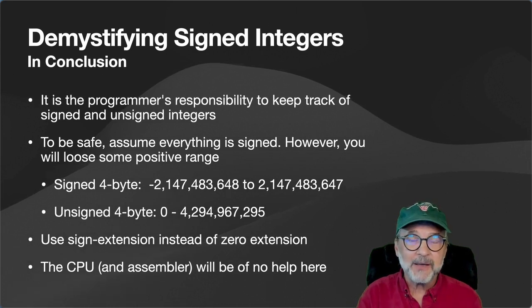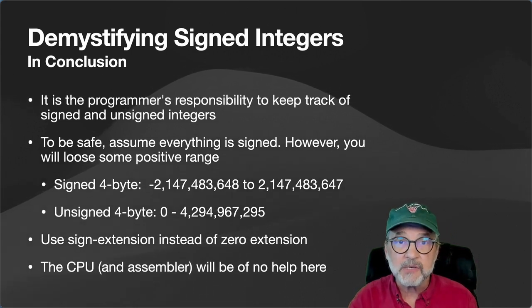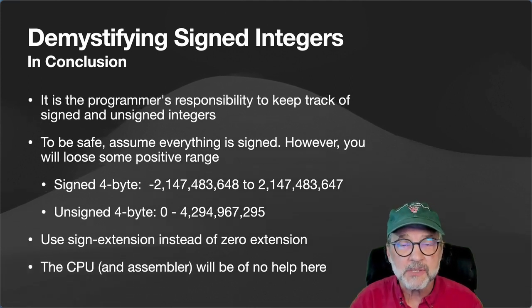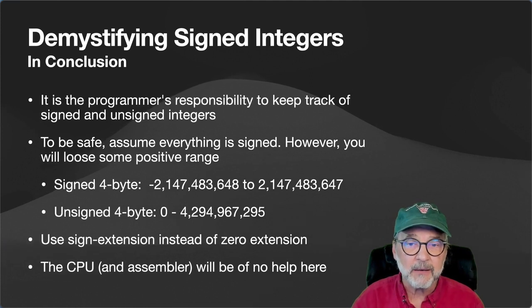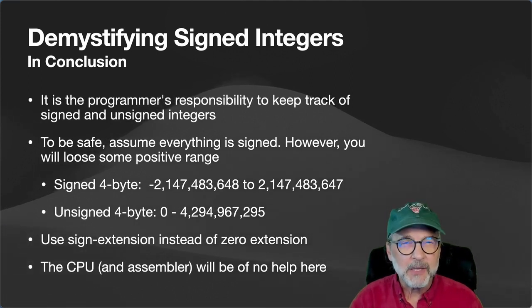So if you decide to make everything signed, if you're not going to be dealing with those huge numbers or very, very tiny numbers, that might be a way to do it, is just to make absolutely sure you assume everything is signed. Use sign extension instead of zero extension. That would be the move SX as opposed to the move ZX.